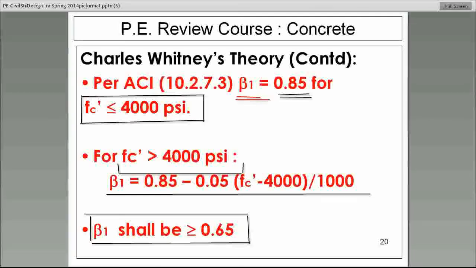So anyway, for concrete of 5,000 psi, you reduce beta 1 by 0.05, and it becomes 0.8 for 5,000 psi. And what is it for 6,000 psi? 0.75, correct. All right, very good. Let's move on.